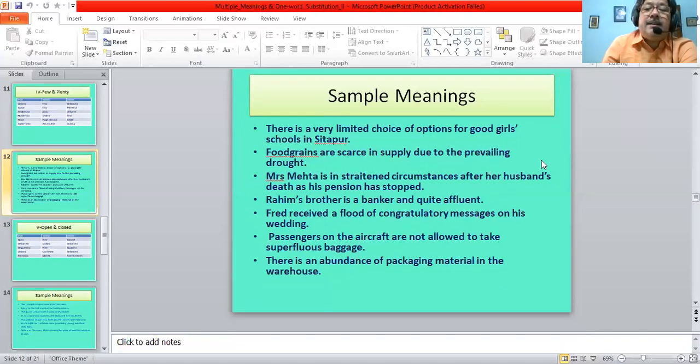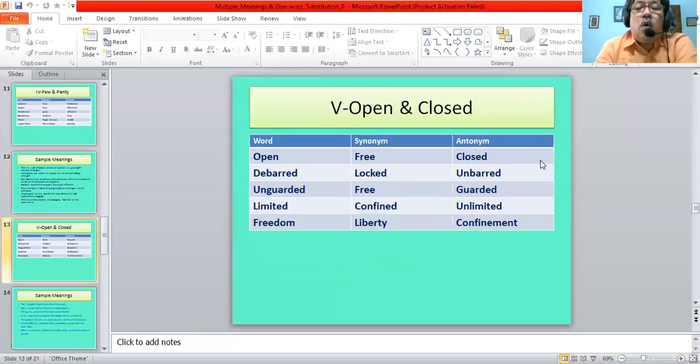Let us look at a fresh cluster now. Open and closed. The word open, for example, has the synonym free and the antonym of open is closed. Debarred has the synonym locked and the antonym is unbarred. Unguarded has the synonym free and the antonym is guarded.